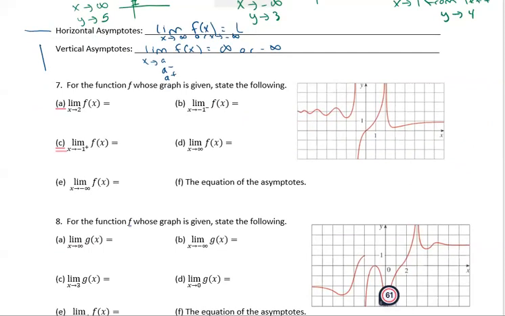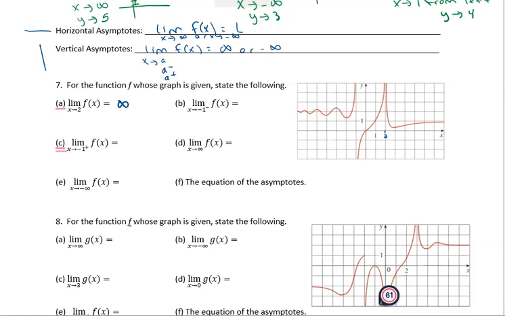So let's look at an example here and see if we can identify some of the different components relative to our limit. So for number 7, we have some function f whose graph is given. There it is, it's right there in red. State the following. All right, here we go. So we need the limit as x approaches 2. Well, 2 is right here. So the limit as x approaches 2, as we come from the right, it's going to infinity. As we come from the left, it's going to infinity. So the limit as x approaches 2 is going to be infinity.